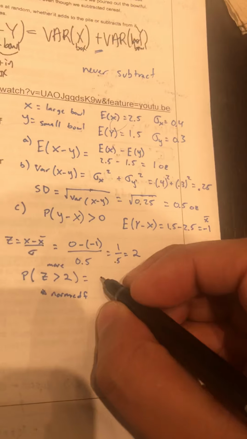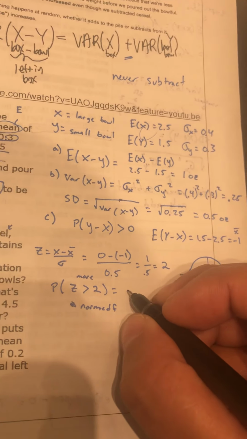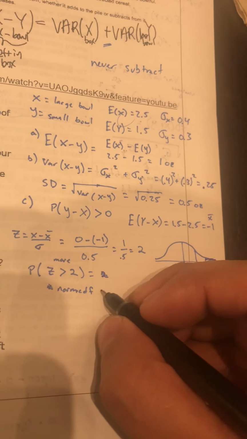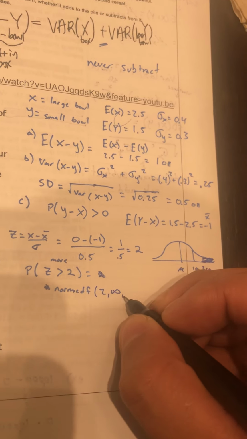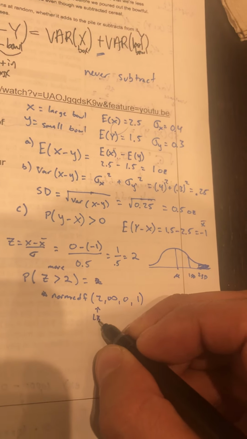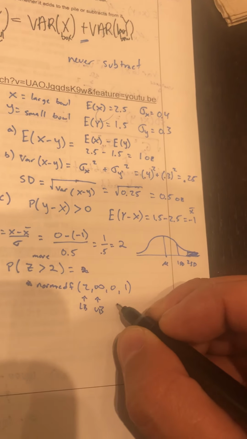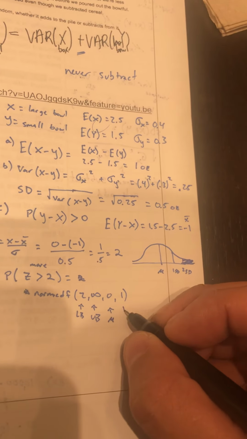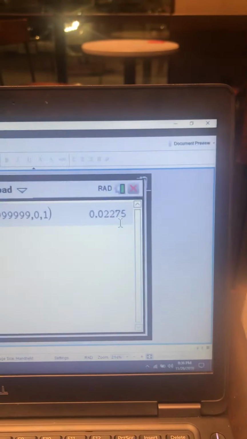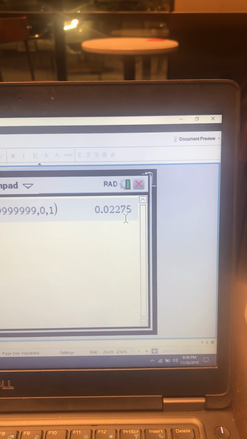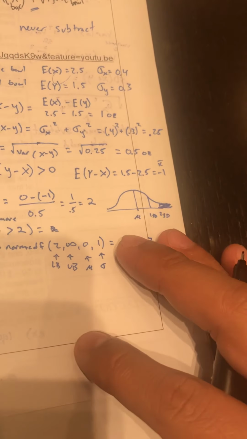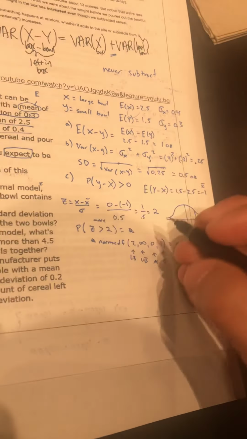So, just so we can get full credit on the test, we can put normal CDF, 2 to infinity, 0, and 1, right? This is the lower bound. This right here is the upper bound. This right here is the mean, and that right there is the standard deviation. Okay, and our answer that we just got was 0.0227. Whether you round it or not, it's totally up to you. Perfect. So that was C.